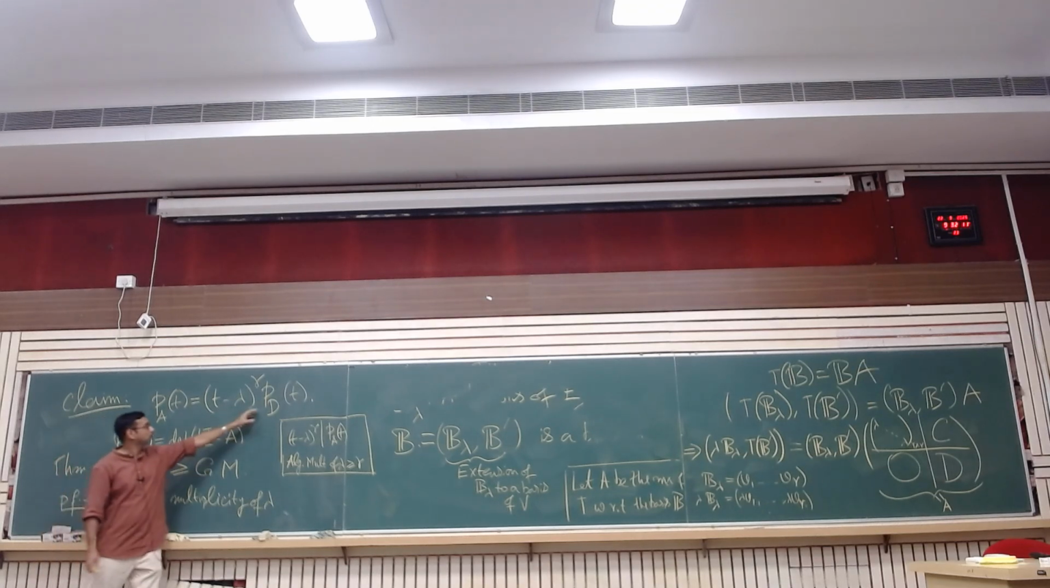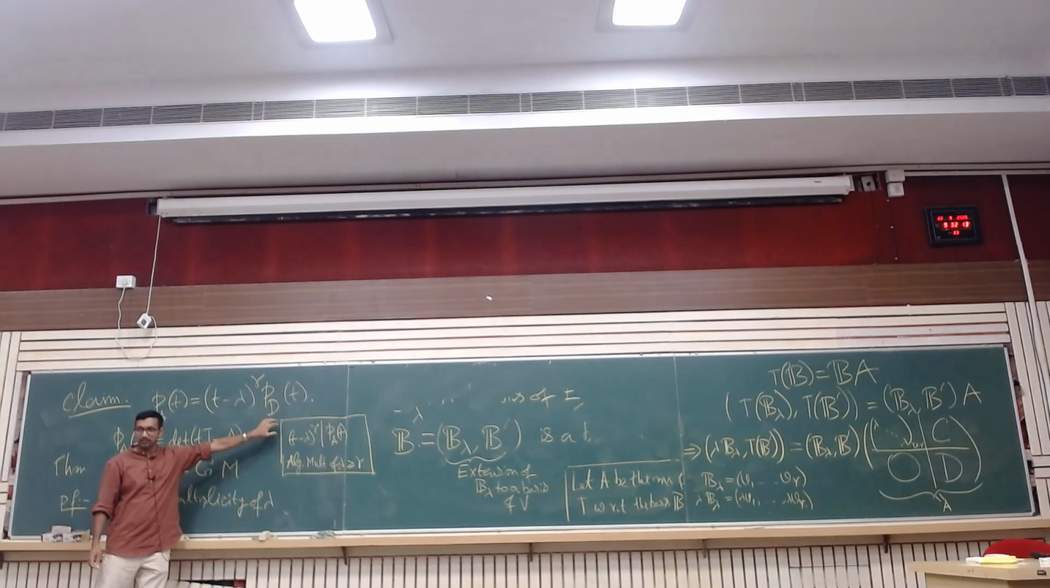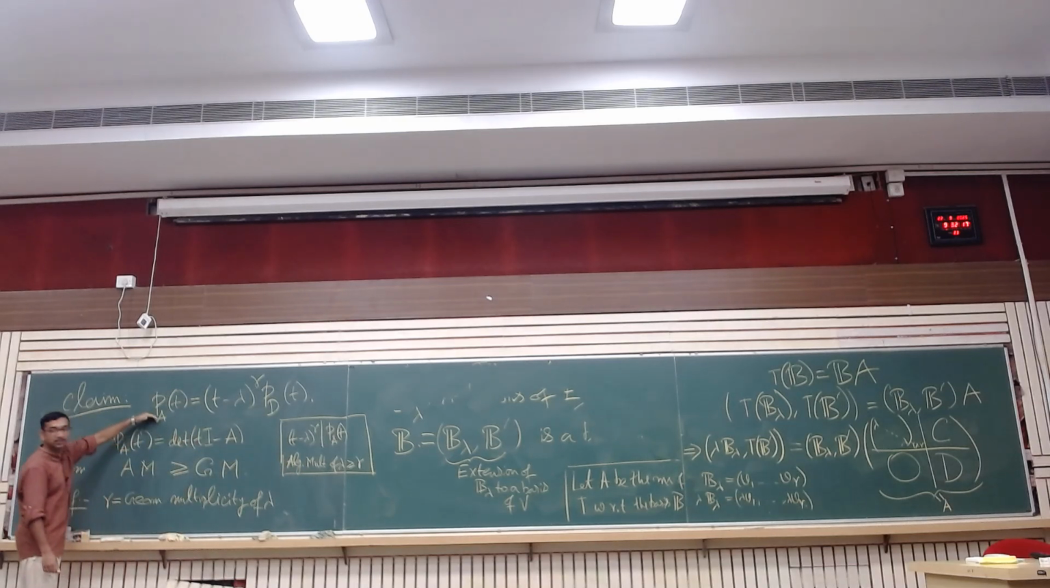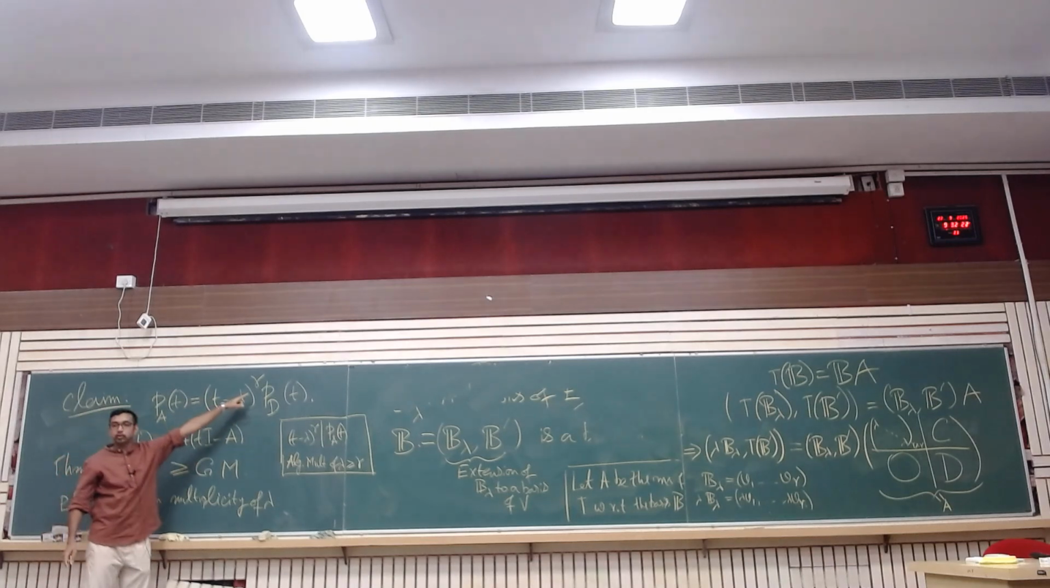Okay. I mean there could be some T minus lambda also coming from here. So that's why we get that the algebraic multiplicity of lambda, that is the multiplicity of lambda as a root from here, is larger than or equal to this r.